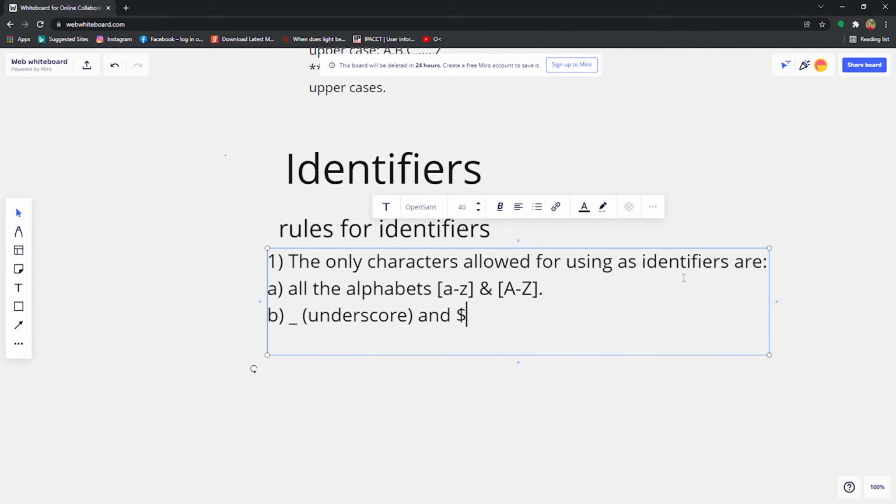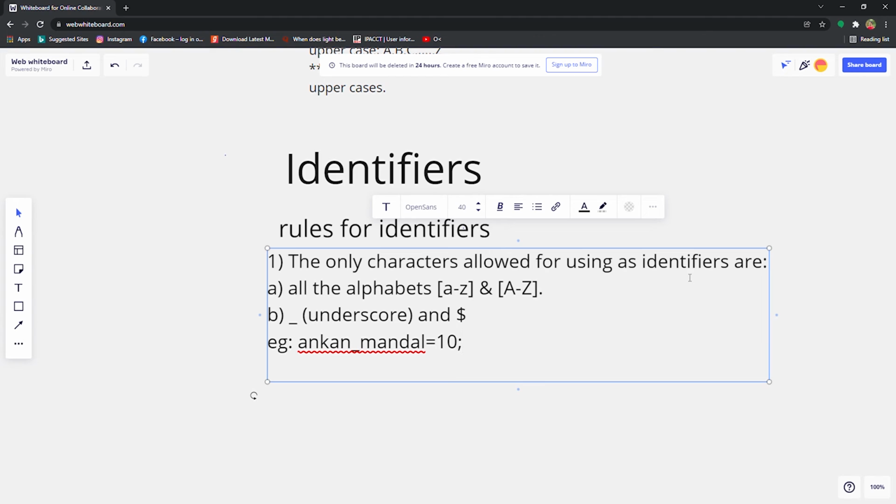Okay, now let me give an example of an identifier. Suppose, let me write my name: Ankan, that is my name, underscore surname, that is Mandal. So this can be written as an identifier equals to 10. In this place I can also write x.